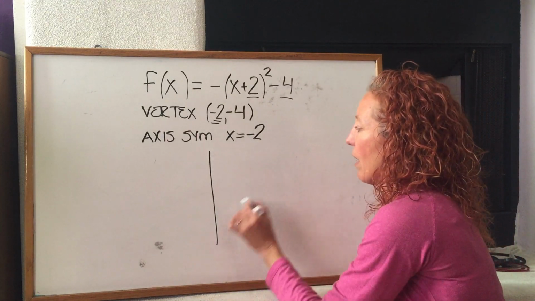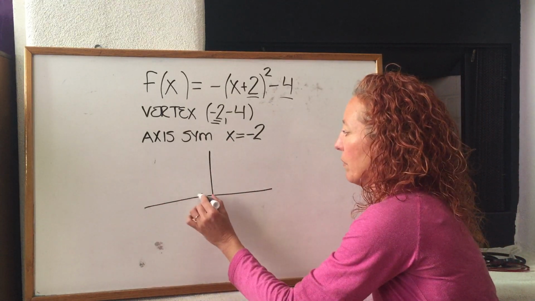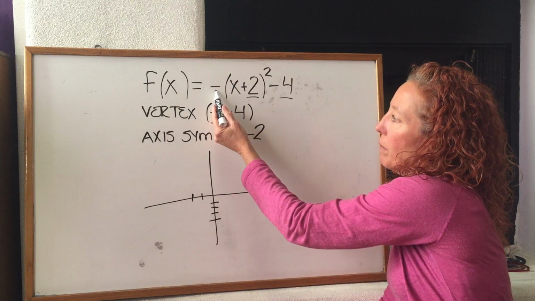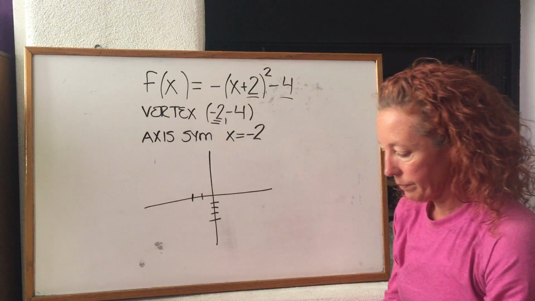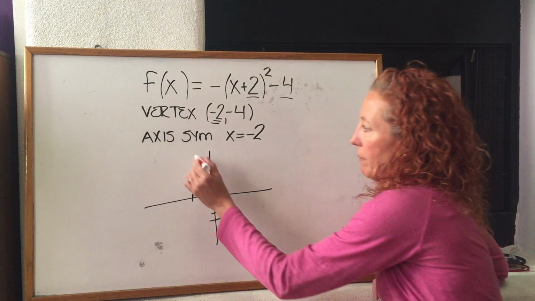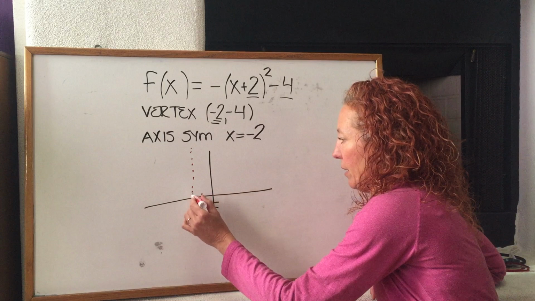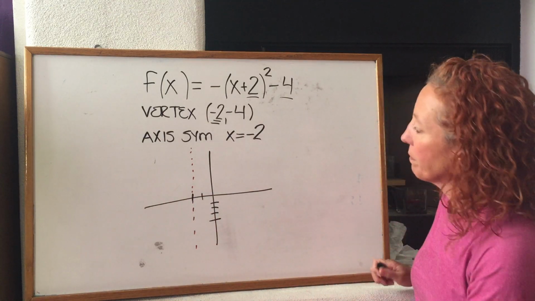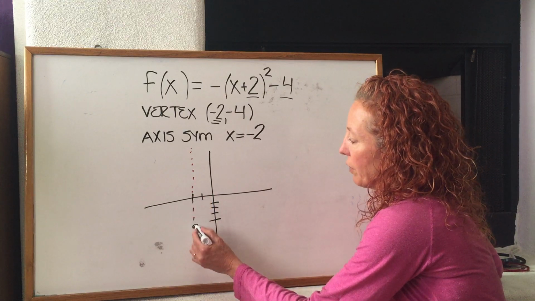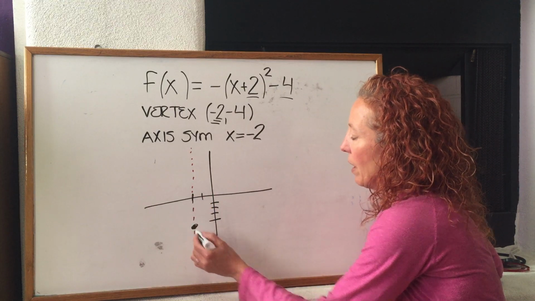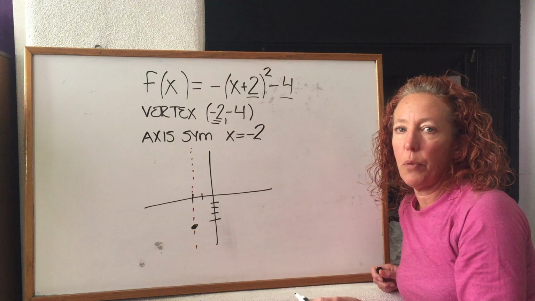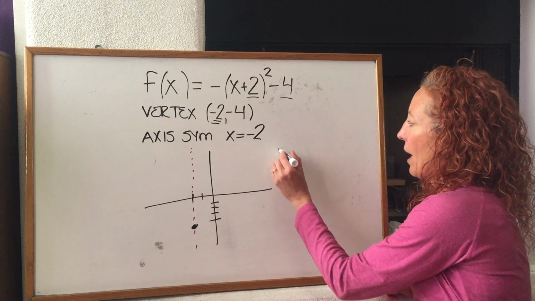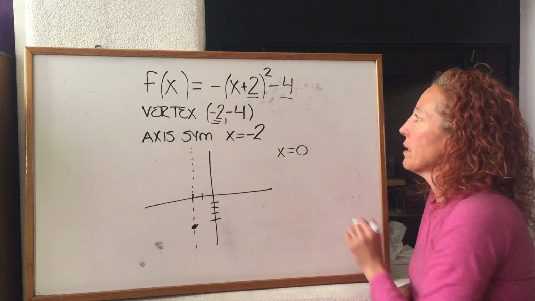And then it says to graph. So 2, 1, 2, 3, 4. It's going down because that's negative. That axis of symmetry is not actually a part of your graph. You're just kind of using that to guide you. So negative 2, negative 4 is going to be here. And then I need to find a second point so I get a sense of how wide or narrow it might be. X equals 0 is always a good choice.